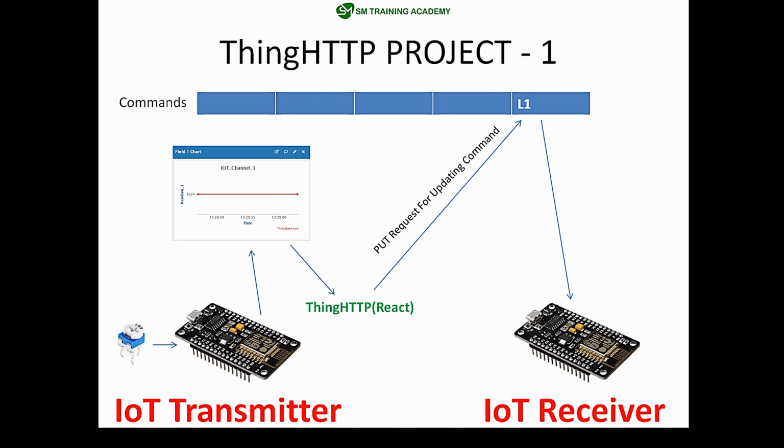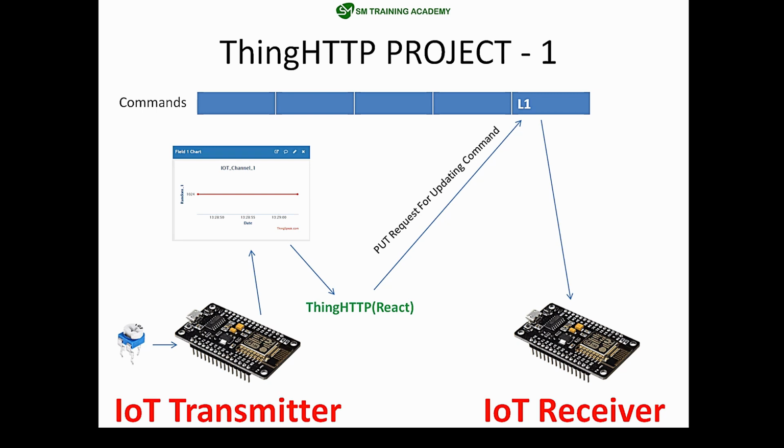If it exceeds the number 500, I will be triggering a web request with the help of React and ThingHTTP. So as I said, this ThingHTTP is useful for sending a web request to any web service. So we will be triggering a web request for updating the command available over here in the talkback queue of the same ThingSpeak IoT platform.